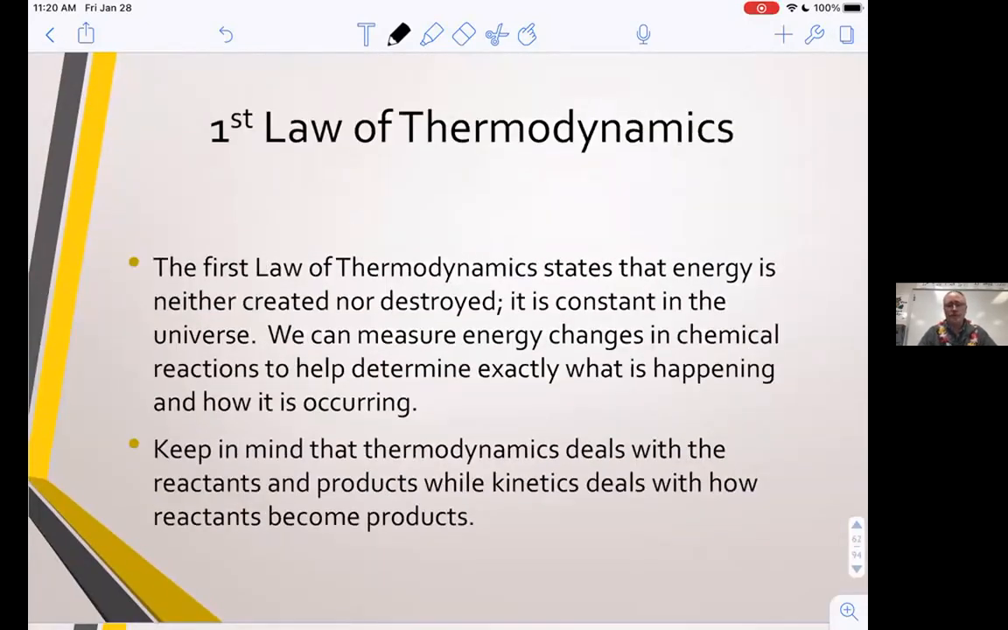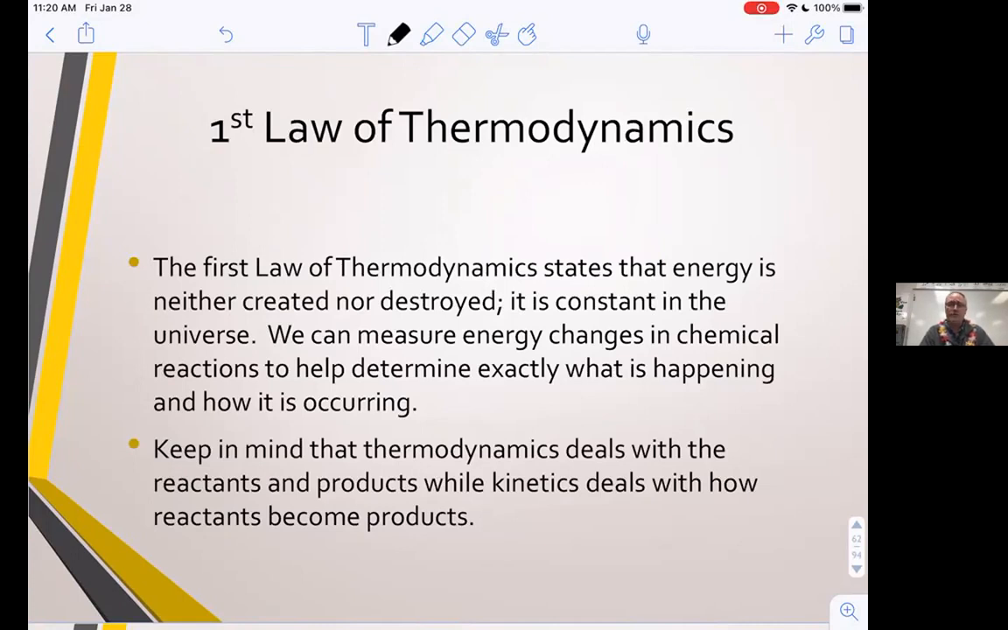So the first law of thermodynamics states that energy is not created nor destroyed. It's constant in the universe, but it can change. We can measure energy changes in chemical reactions to help determine what's going on. Keep in mind that when we're talking about thermodynamics, we're talking about reactants and products both. In some cases, shifting towards the product side would be a spontaneous reaction, while if it favors the reactant side, that would not be spontaneous.